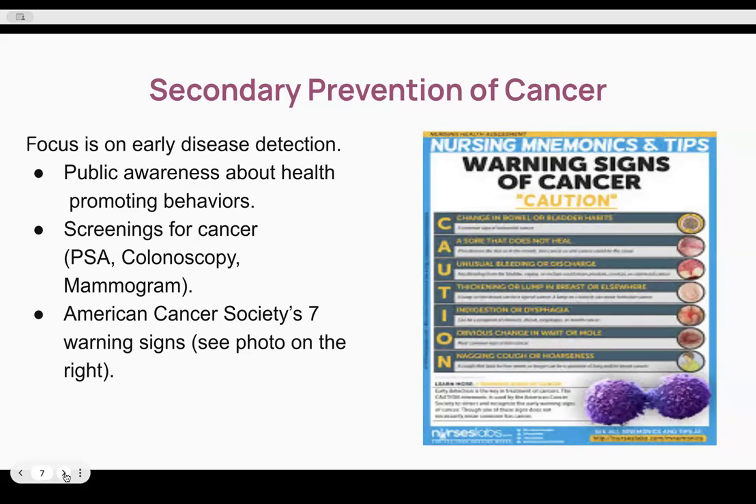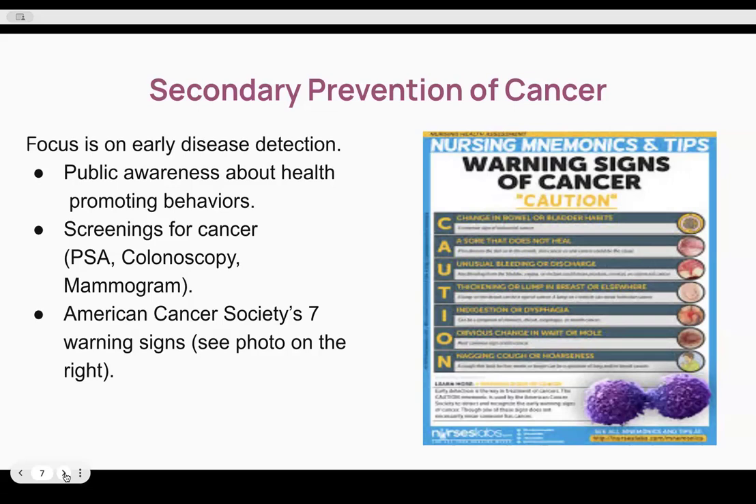So we want to give public awareness about health promoting behaviors. We want to encourage people to have screenings for cancer: the PSA test for prostate cancer, colonoscopies to test for colorectal, and mammograms, of course, for breast cancer. And then you can see the American Cancer Society seven warning signs.